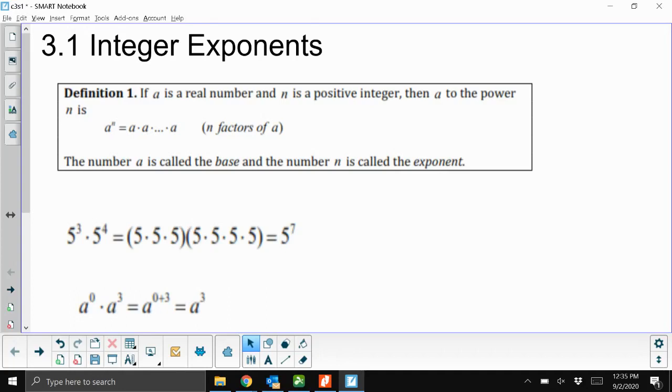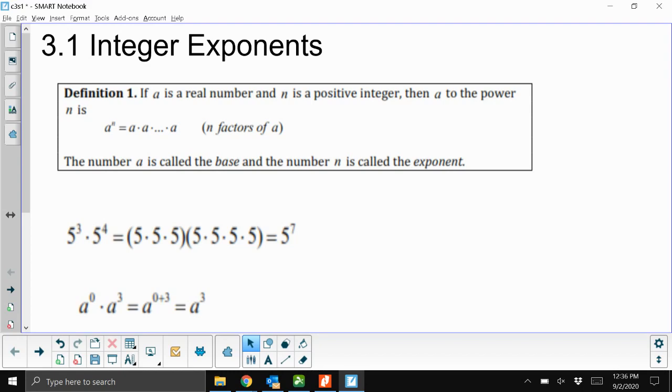All right, welcome back to a new chapter. So, chapter 3. Today we're going to be reviewing exponents. There's going to be a lot of information here, but this is all review. Hopefully, you guys are going to look at this and go, oh yeah, this is really easy. So, we're going to start off.